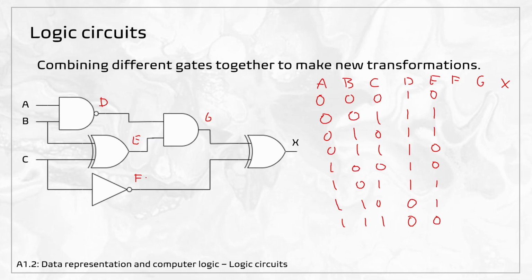Now moving on to F. F is just not C. So we can just do the inverse of C. So let's do 1, 0, 1, 0, 1, 0, 1, 0.